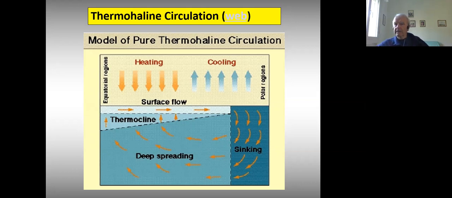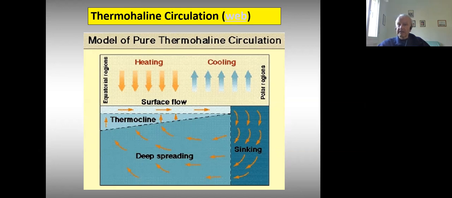What is going on here? If this is the equatorial region, you can have the heating which is stronger than the cooling in the equatorial area, and then you have a cooling which is stronger than heating in the polar areas. So here you have a continuous pumping of heat into the surface layer, while here you have a continuous loss of heat.